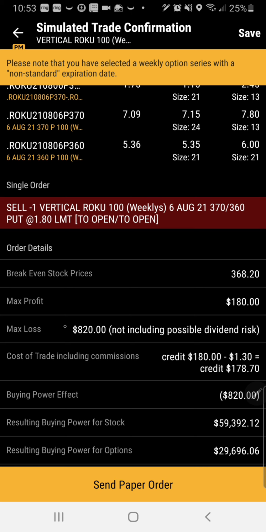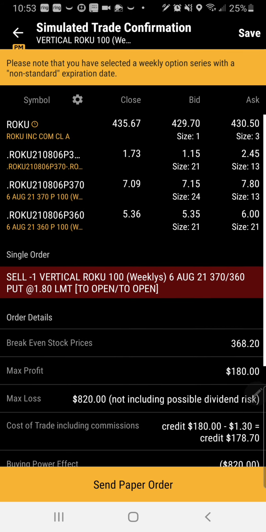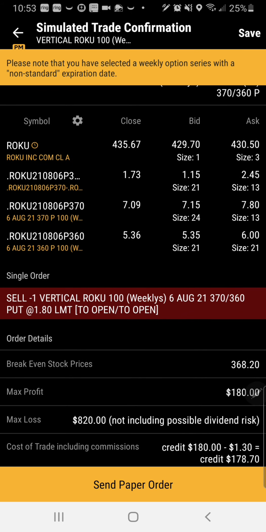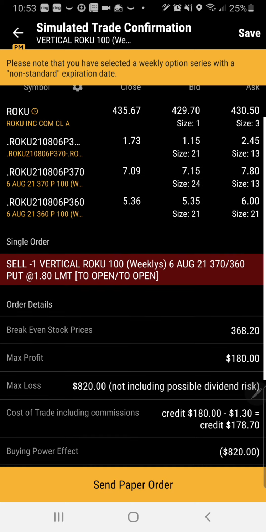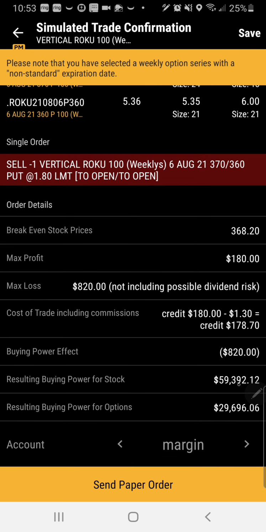The most that we could lose is $820 because the position, the most it could be worth is $1,000, but we've already collected $180 of that $1,000, which leaves $820 in risk, which is also the same as what our buying power will be reduced by.